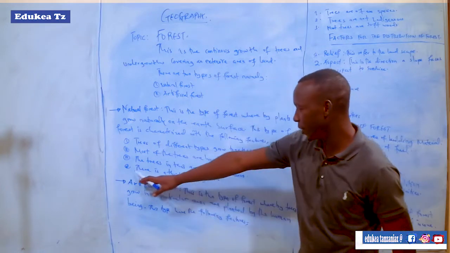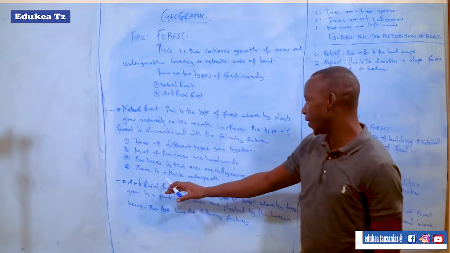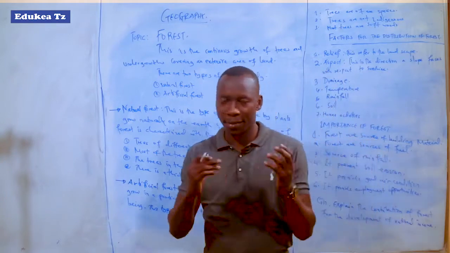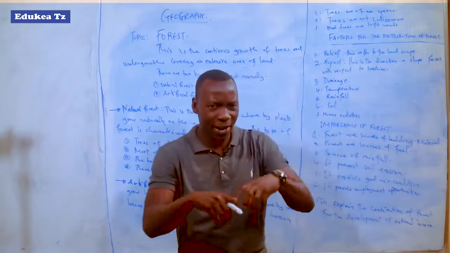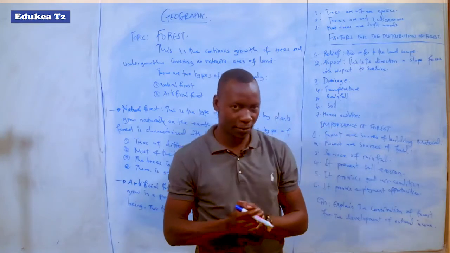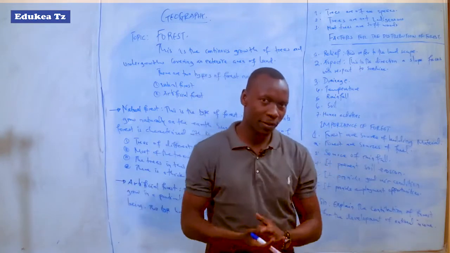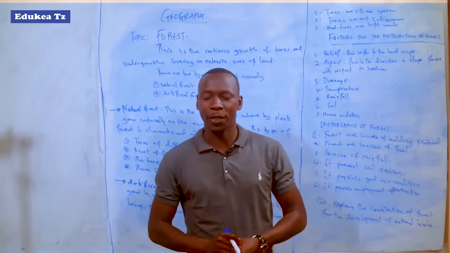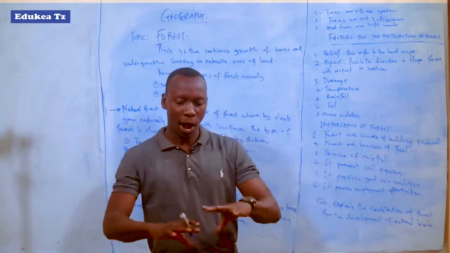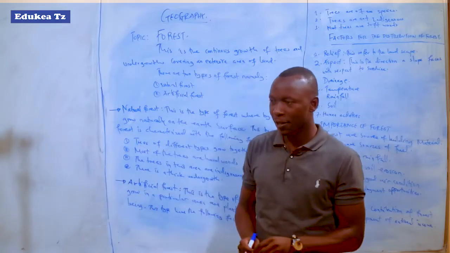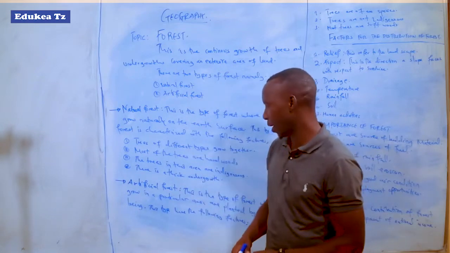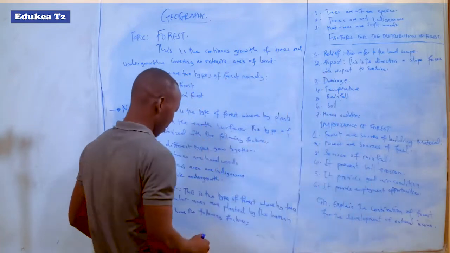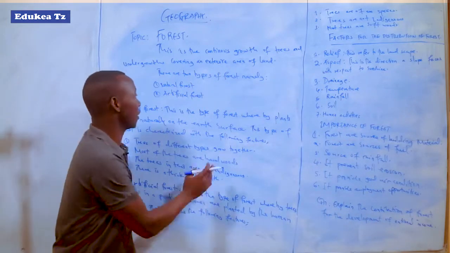After looking at that, let us see point number four: there is a thick undergrowth. This means there is a high number of trees in a certain particular area. Because these trees grow naturally, not planted by a certain person, they grow without any plan. They are of different types and they grow together in a particular area. That is why we say a thick undergrowth.